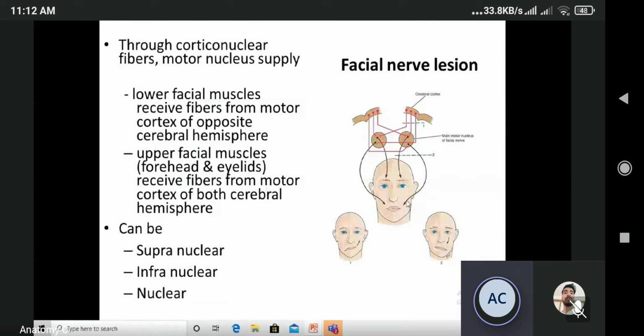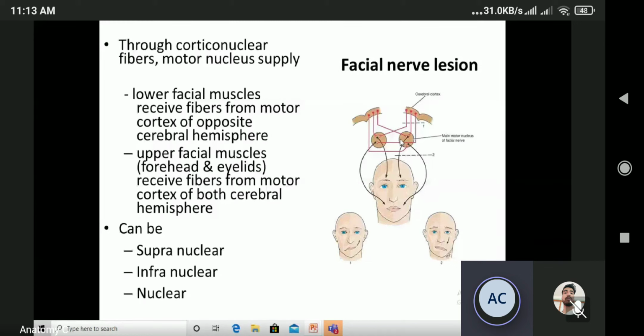Whereas the upper facial muscles, just keep in mind that the lower facial muscles usually get the fibers from the opposite side of the cortex. Just follow this line, the opposite side of the cortex. Now coming to the upper facial muscles, they receive the fibers from the motor cortex of both the cerebral hemispheres. So it's getting the fibers from the same side as well as from the opposite side. Is this clear? The upper facial muscles get the fibers from both sides of the cerebral cortex, whereas the lower facial muscles get the fibers from the opposite side of the cerebral cortex.